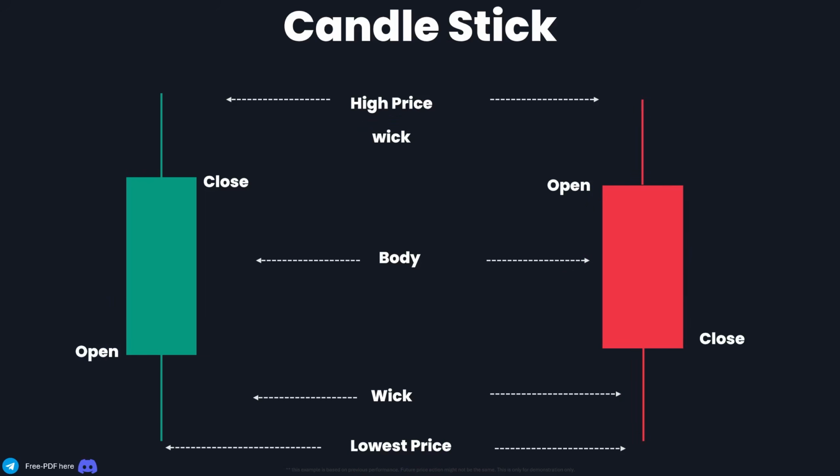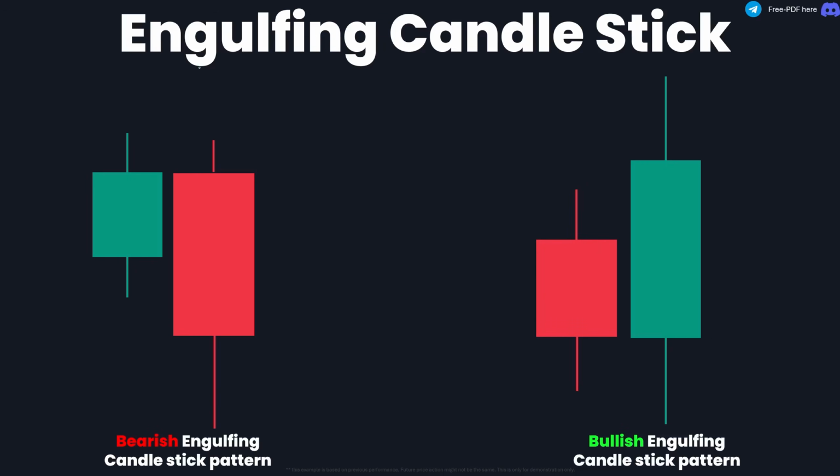Right now, let me show you how an engulfing candlestick is formed in the market. We have what you call an engulfing candlestick. This is also a pattern because it consists of two candlesticks. Here we have a bearish engulfing candlestick pattern. These are the two candlesticks here. Look closely, guys. We have the body here and we also have the body here. But this bearish candlestick has a bigger body, and we can see the bullish candlestick has a smaller body.